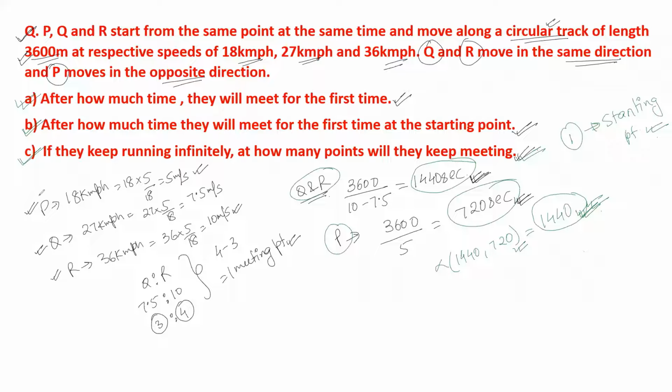Also, the number of meeting points of P and Q or P and R would be more than 1 as they are traveling in the opposite direction. But if all these three persons have to meet, it has to be only at 1 point, and that would be the starting point.